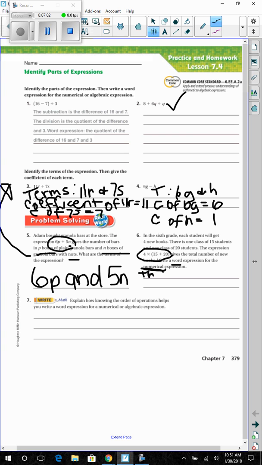The product, because this word product means multiply, and we know the first thing we do in that expression is to multiply. The product of 4, that's our first number, and the sum of 15 and 20.